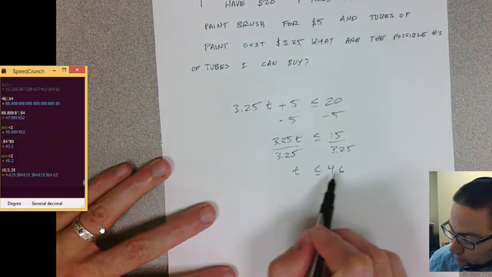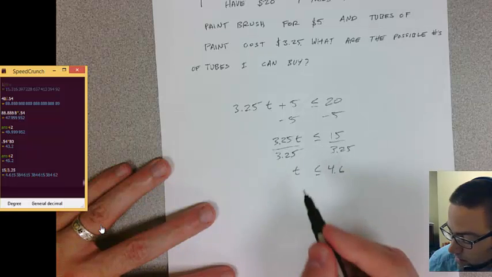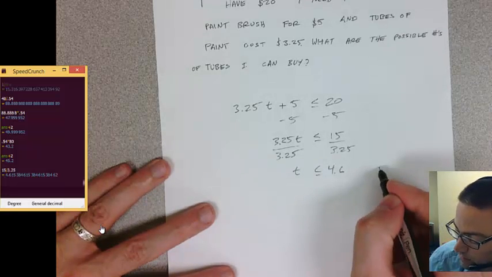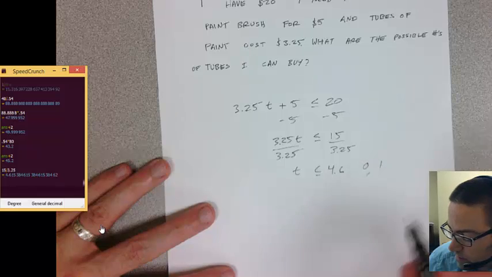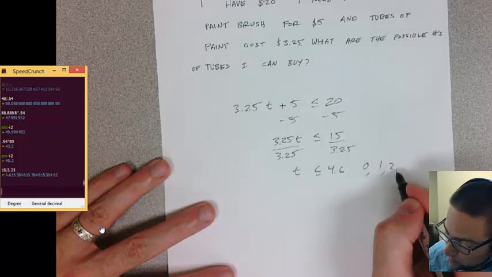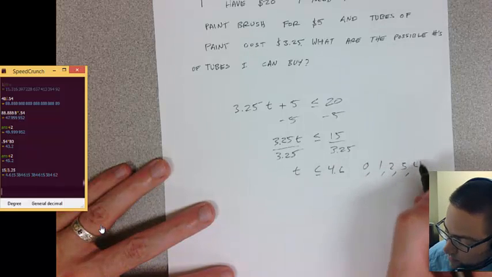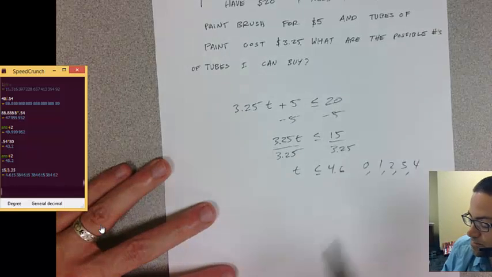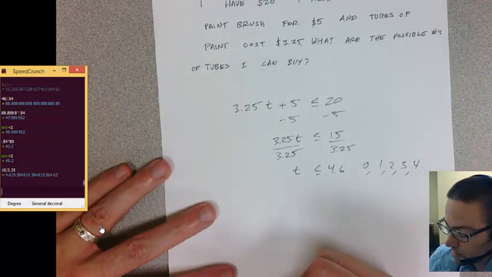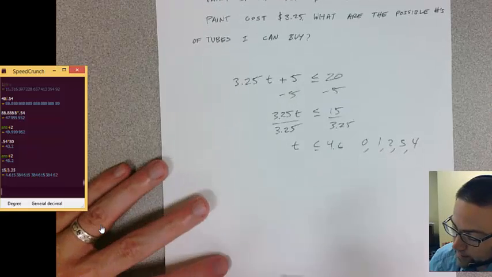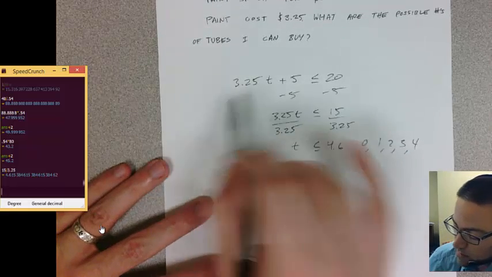But anyway, you're probably going to buy either one tube, or you could buy no tubes, I guess. 0, 1, 2, 3, or 4 tubes of paint, right? So those are your possible answers. Now, this is a simple equation.